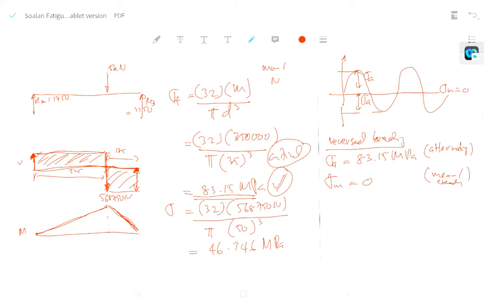Okay, what next? We have the fatigue stress, and then we identify that it has a stress concentration factor. We need to calculate the KF. Before that, in order to calculate the KF, we also have to know the material properties.